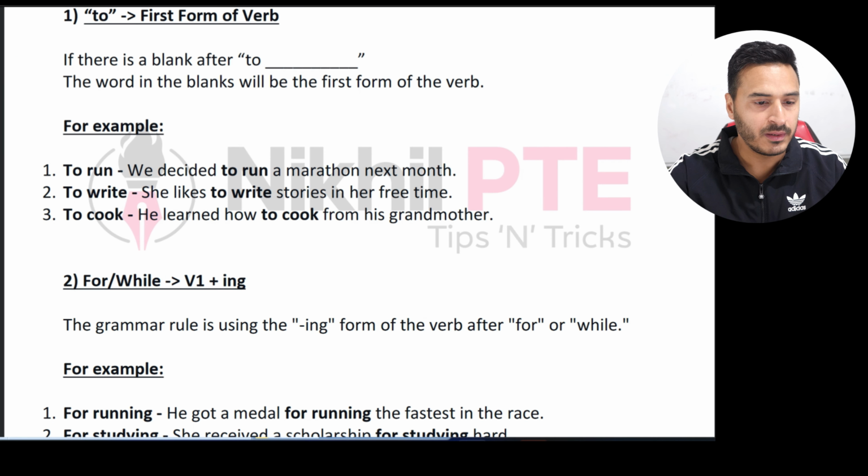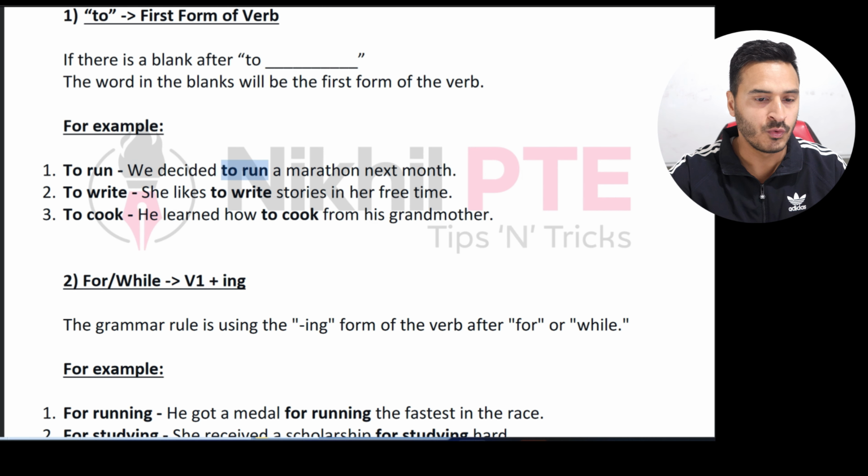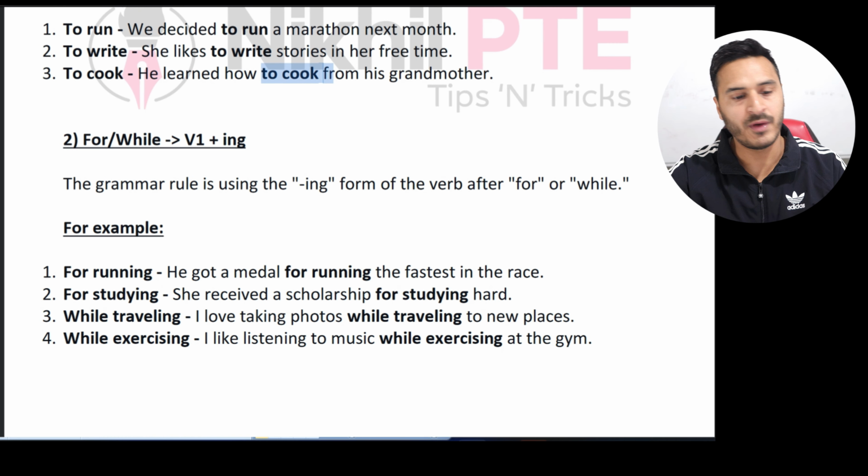So let's take an example. To run: we decided to run a marathon next month. So after "to", the first form of the verb will come. Again, to write, to cook. So this is the first grammar rule, very easy.